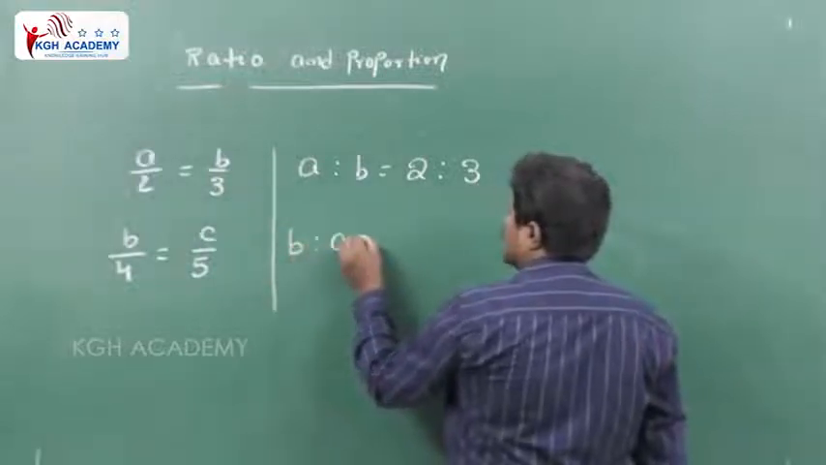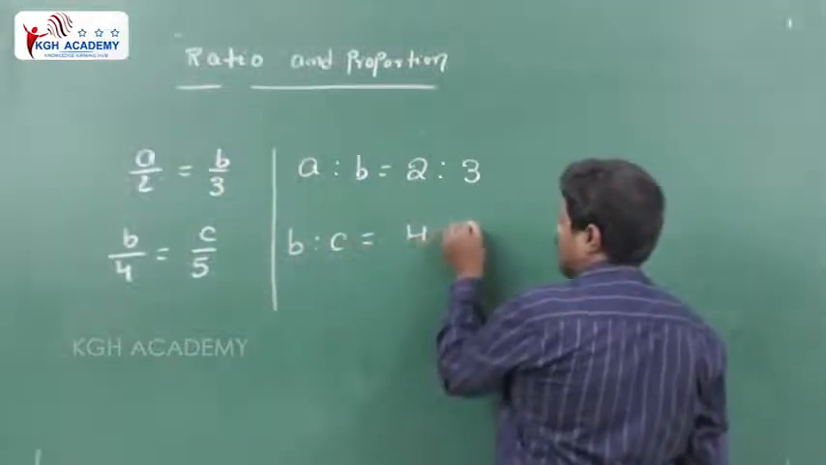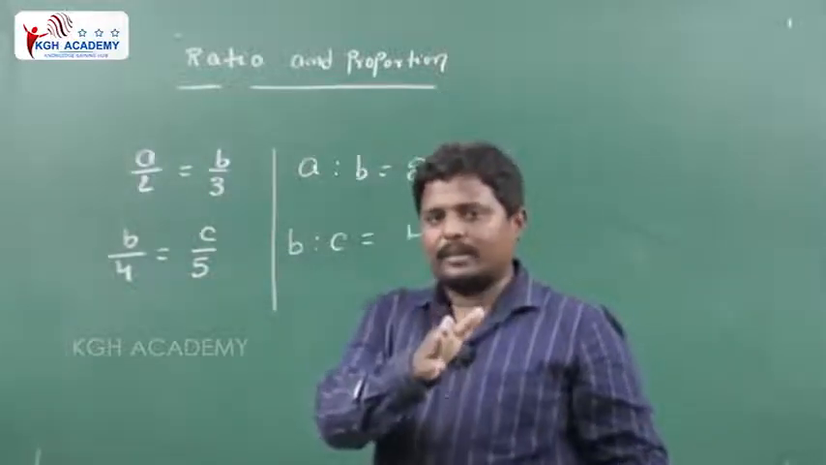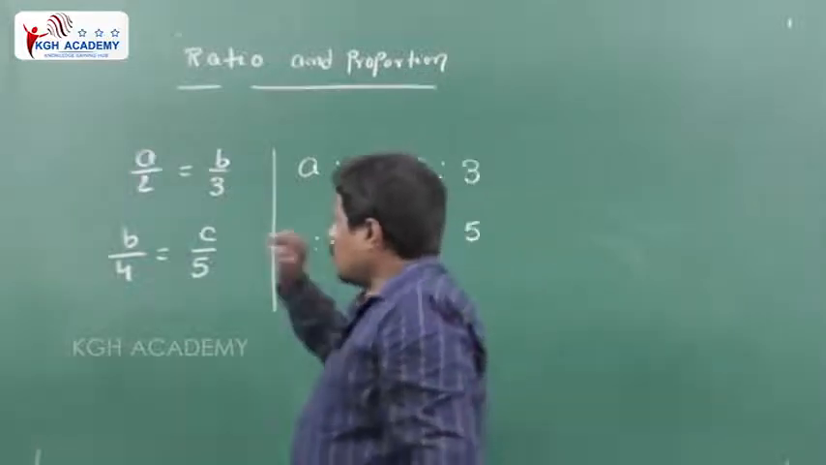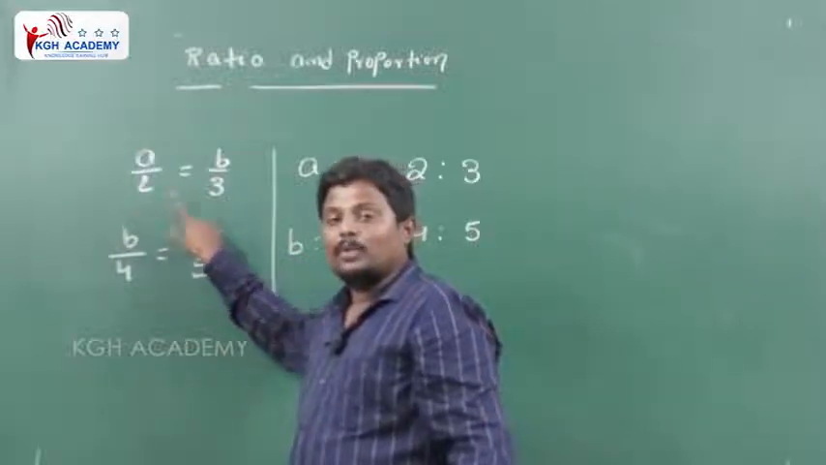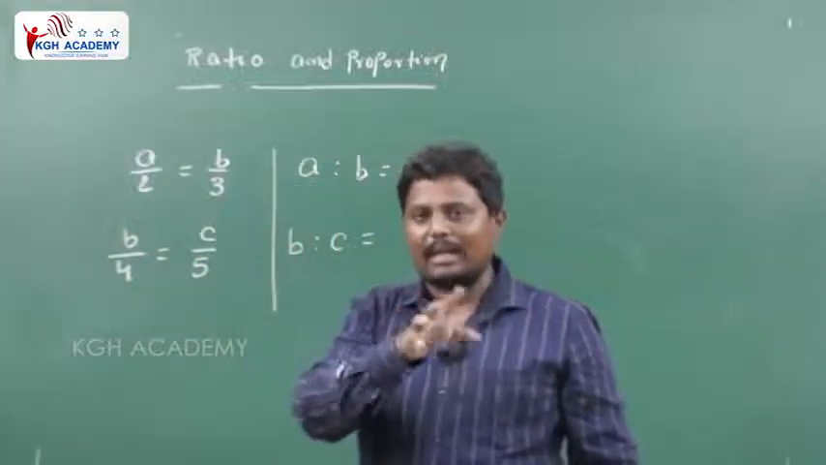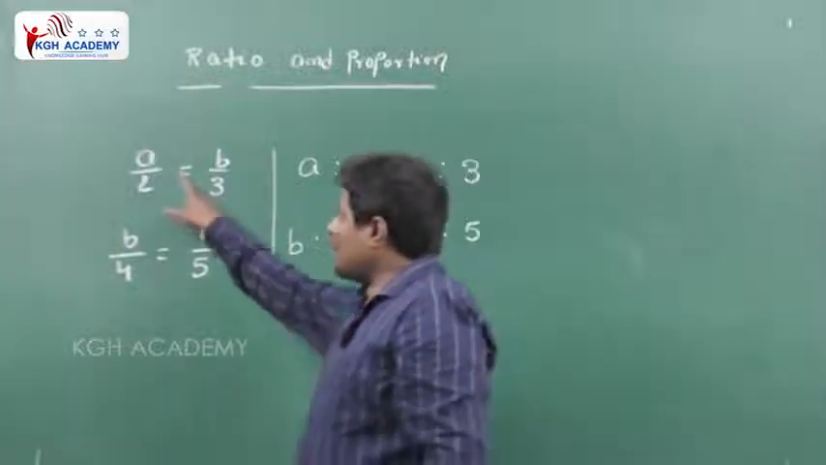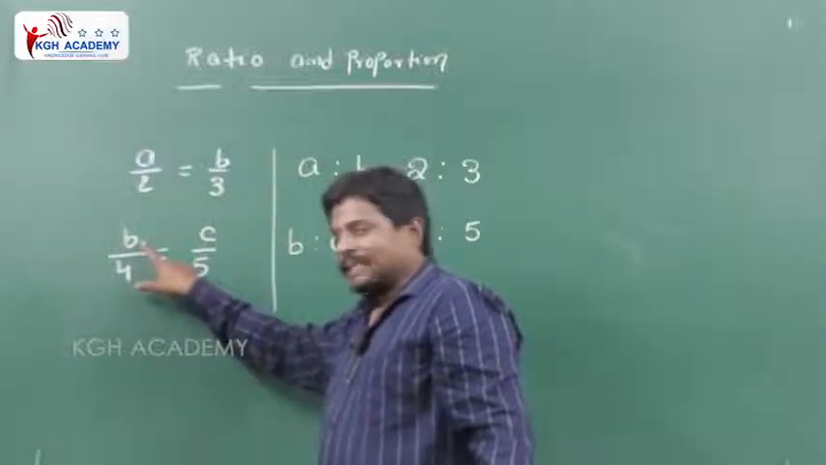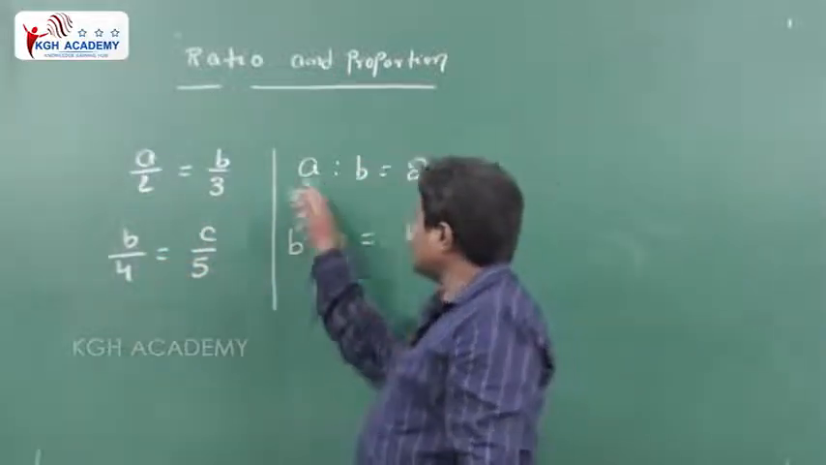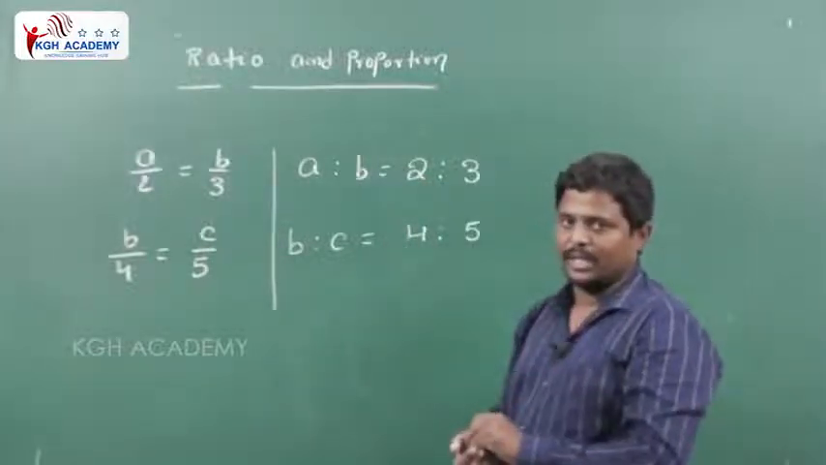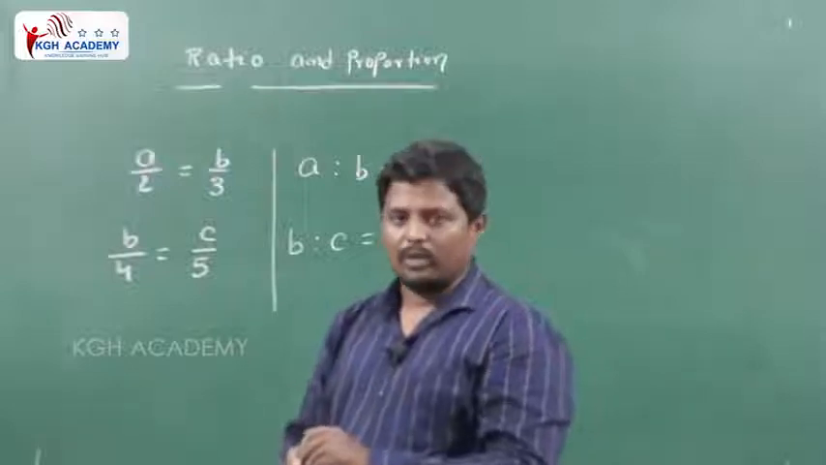After that, B is to C equals what is the ratio? 4 is to 5. This is a very, very important point. Listen carefully. If you have a value in the denominator of a variable, it is known as directly proportional to each other. That variables' connection is directly proportional. A means not 3, A means 2 only, B means 3. In this equation, B means 4 and C means 5 only. That is, A is to B equals 2 is to 3, B is to C equals 4 is to 5 only.